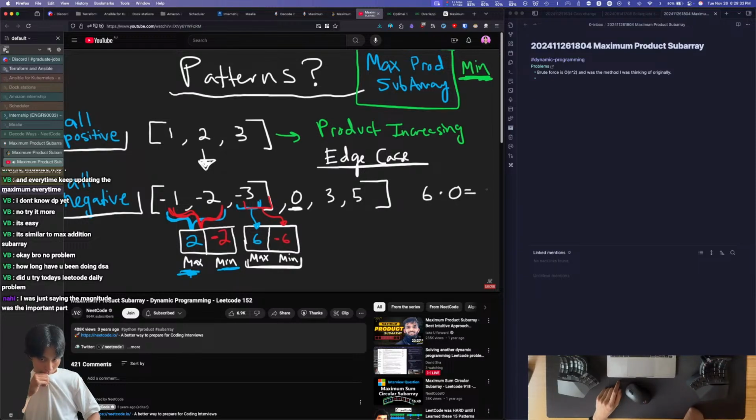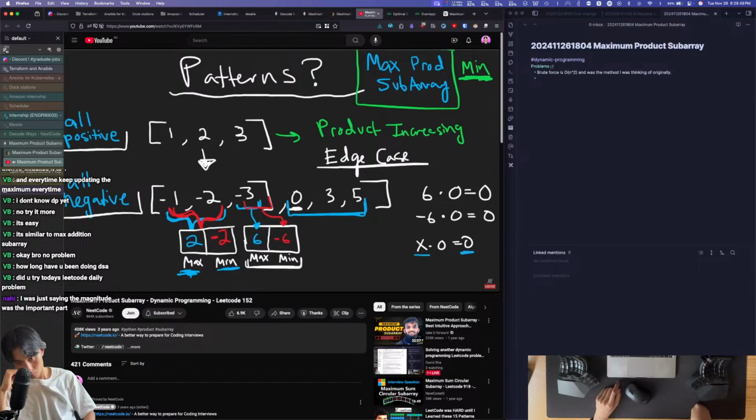Damn. Multiplied by 0, we get 0. If we take negative 6 multiplied by 0, we get 0 again, right? X times 0 equals 0. And then if we try taking this 0 and making it a product of maybe 3 and 5, it's going to continue being 0, right? Because any number times 0 is going to be 0.